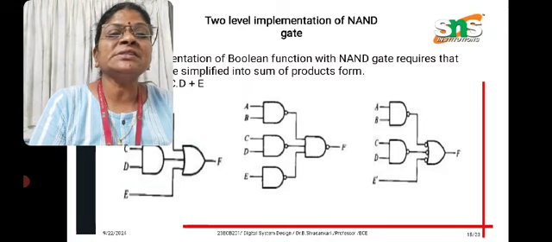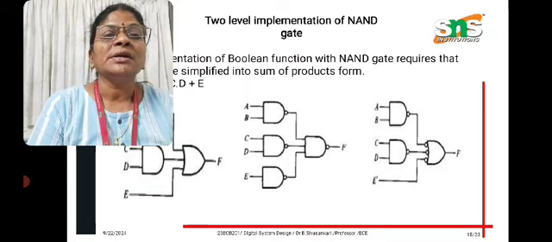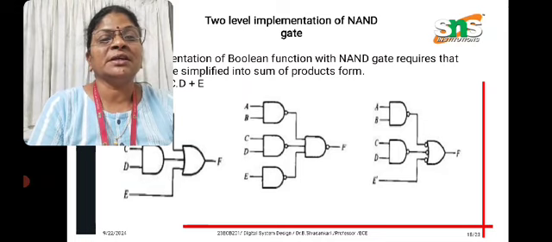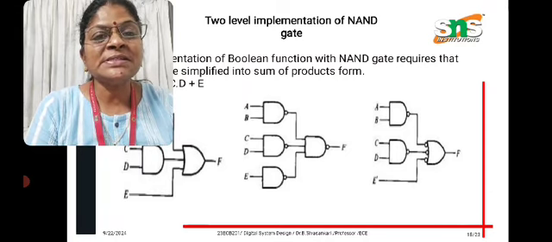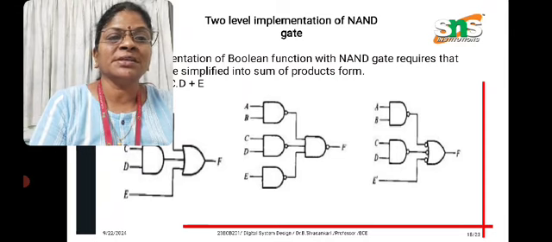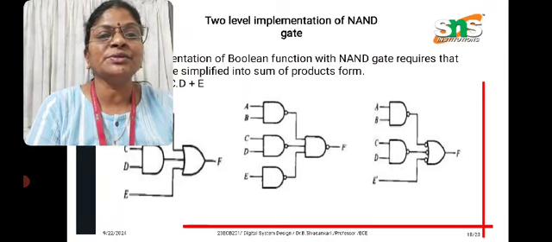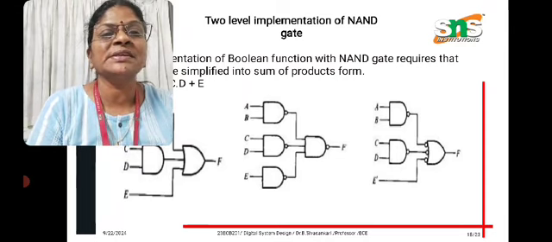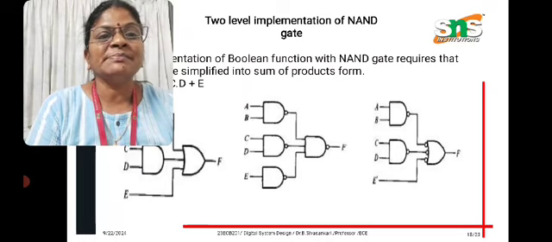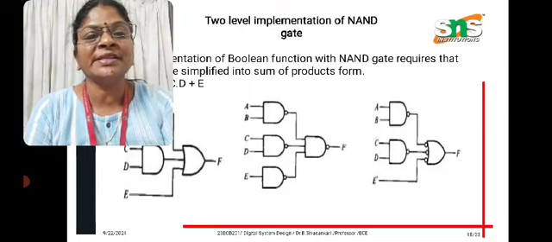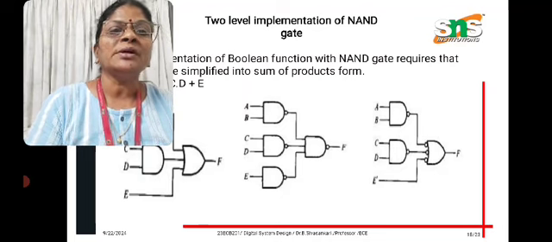So for the representation of a Boolean function, we have certain levels to implement with NAND gates. Here we have a two-level implementation of NAND gates. The representation of a Boolean function with NAND gates requires that it be simplified into sum of product terms. This is the function given here: AB plus CD plus E. That is our Boolean expression, right? So how can we go to the next level?